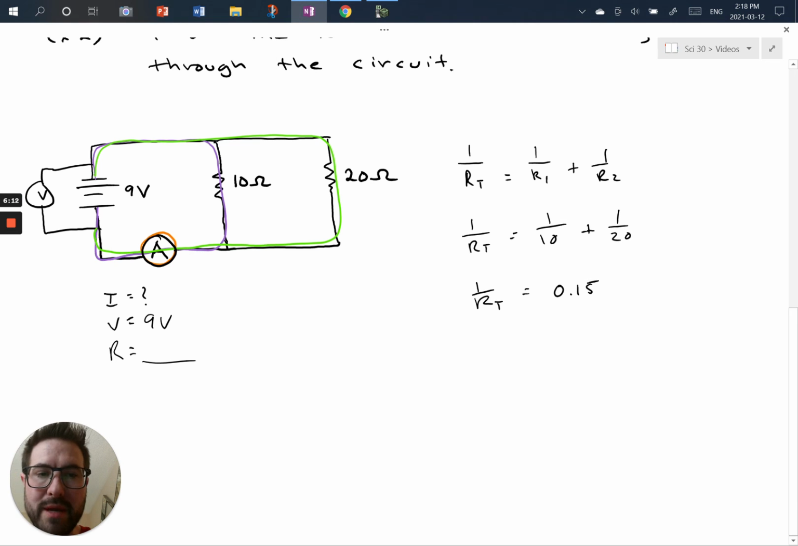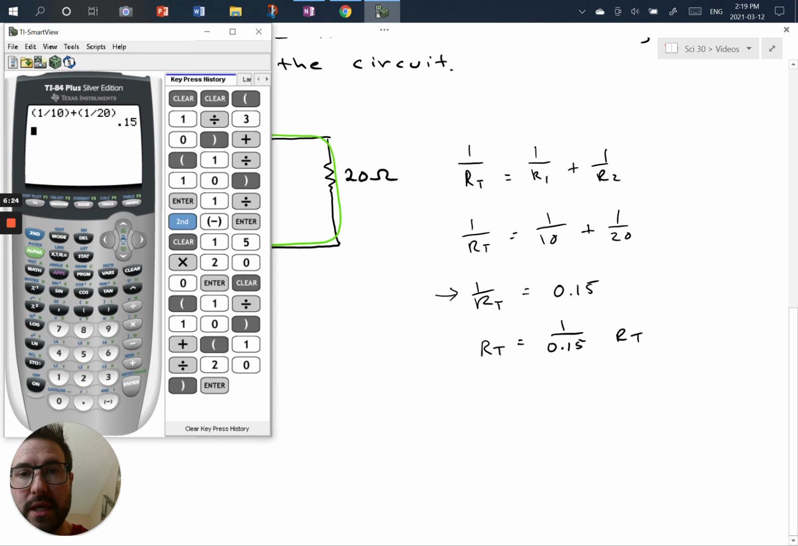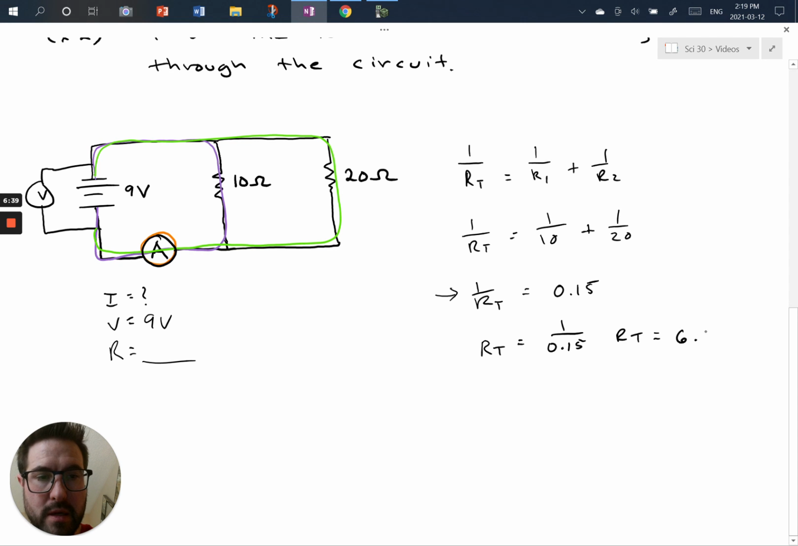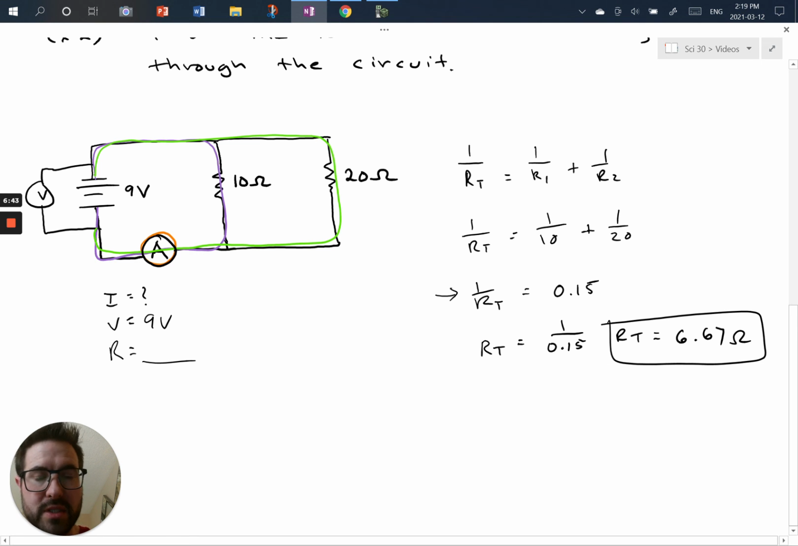Remember, I don't want to solve for 1 over R total. I want to solve for R total. So that's going to be equal to 1 over 0.15. I'm going to plug that into my calculator. I'm just going to do 1 divided by my last answer, which is 0.15, and I get 6.6 repeating. I'll put 6.67. So that's the total resistance. So that's the number I'm going to put over here, 6.67 ohms.